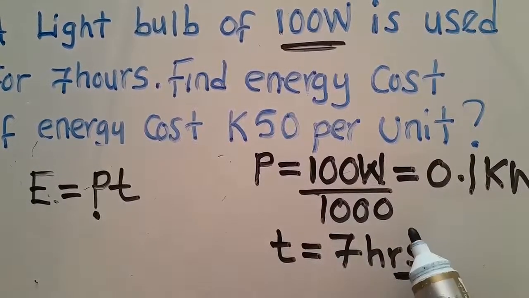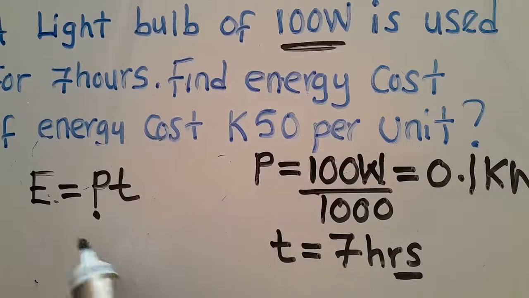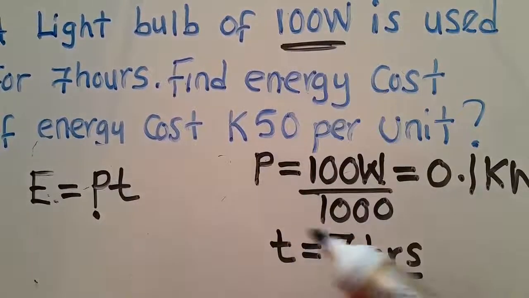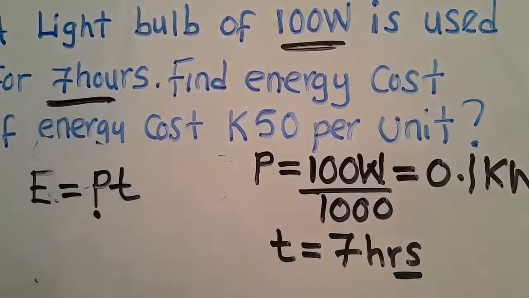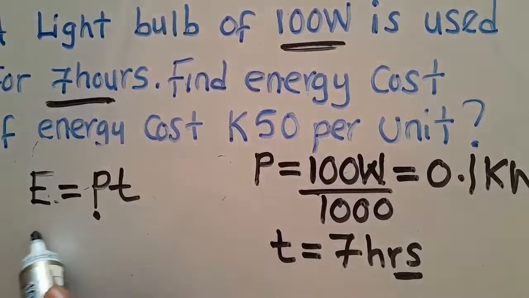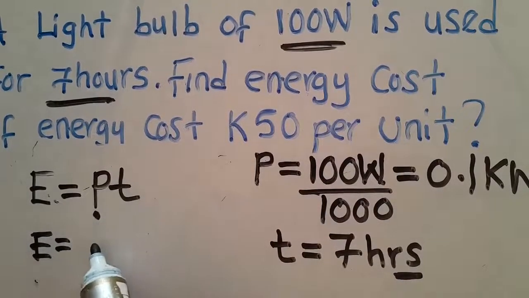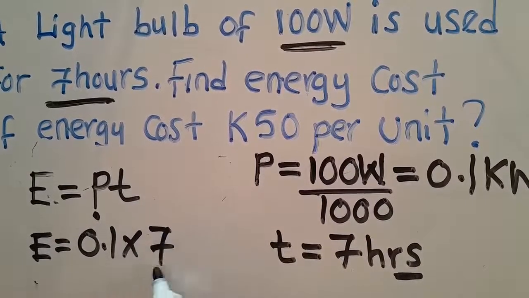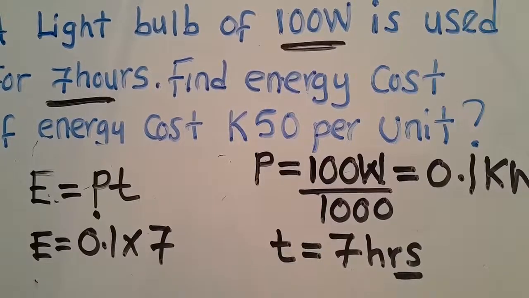So why are we doing this? First, we need to know the energy that is consumed by this bulb that is having 100 watts when it is being used for how many hours? 7 hours. We want to find the energy. So this is the formula we need to use. So we say energy is equal to power, 0.1, times the 7.